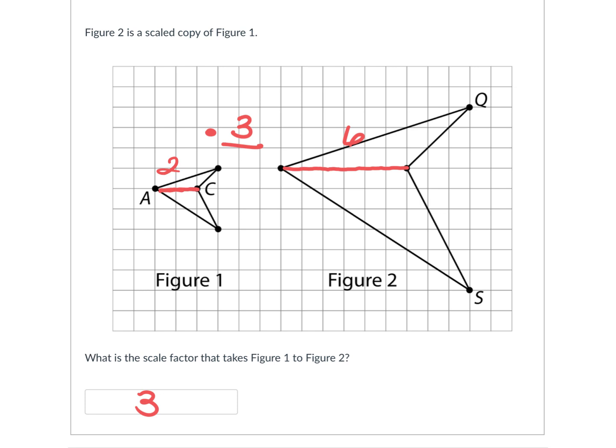We could also double check here. This is 3 lengths long. And here, 1, 2, 3, 4, 5, 6, 7, 8, 9. 3 times 3 is 9. So either way, you're still going to get 3.